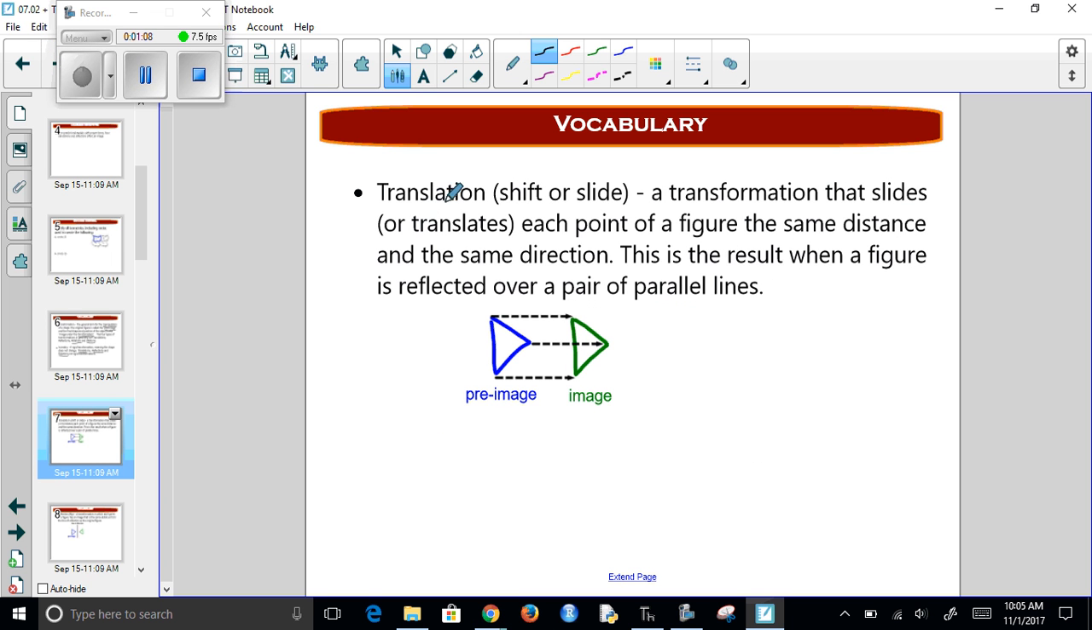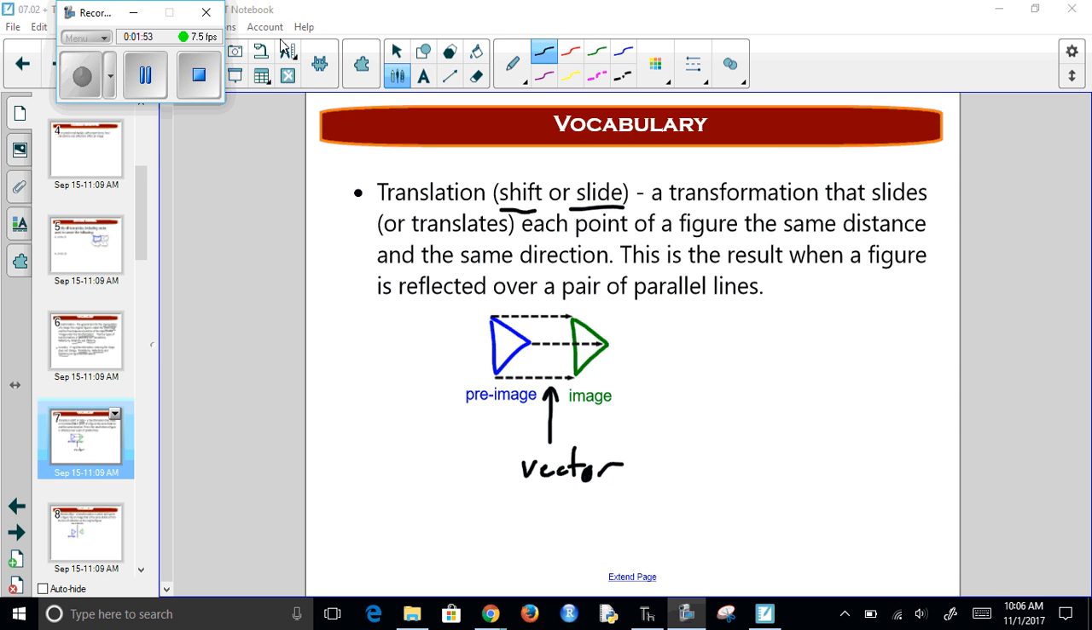Now, if we look at translation, you take your pre-image and just slide it over till you get your image. It's a shift or a slide. Those are some more middle school terms. It's a transformation that slides or translates each point of a figure the same distance in the same direction. The result is the same as reflecting over two parallel lines, and we'll talk about this later. This thing right here that slides it, we often call that a vector. It's kind of like a ray, but it just moves everything in one direction.